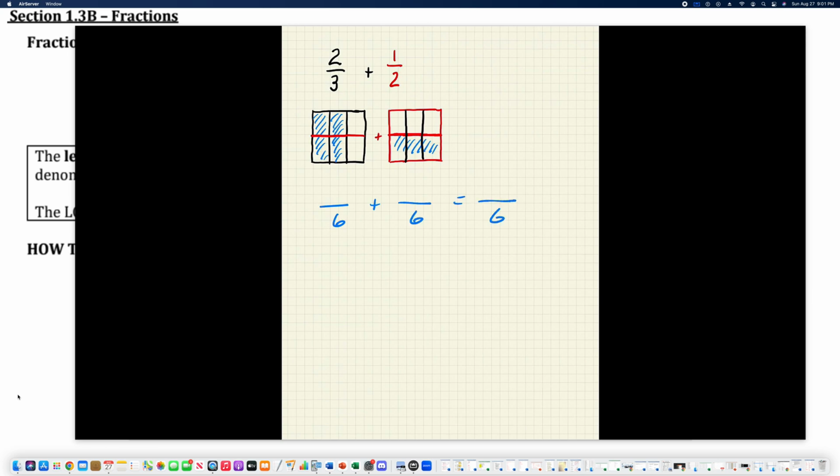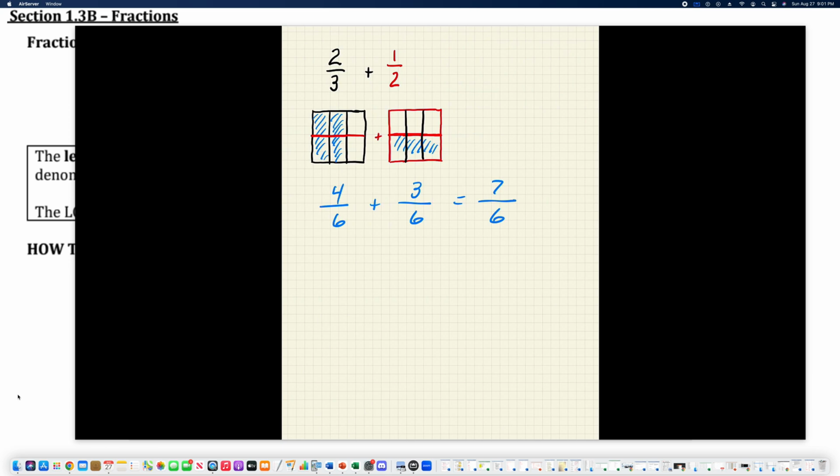And when I add them together, my denominator will still be a 6. Well, here, how many rectangles are shaded? There's 4 of them. That's 4 over 6. Here's 3 over 6. Now 4 plus 3 is 7 over 6. That's my final answer. And 7 over 6 is definitely greater than 1. So that's how I find my answer.